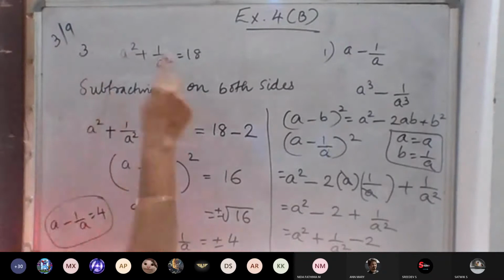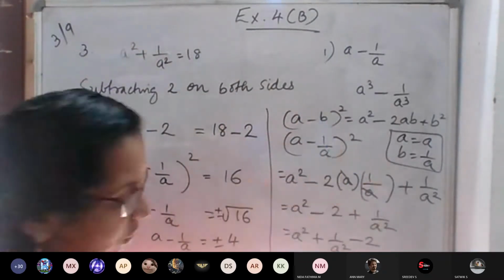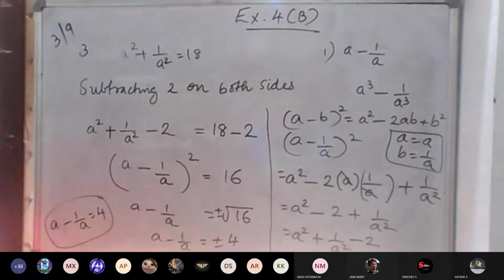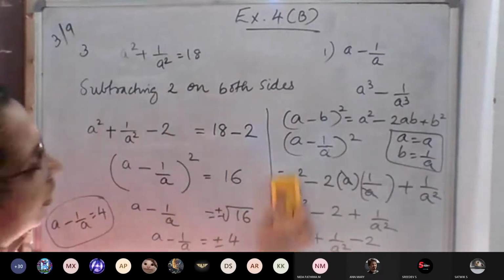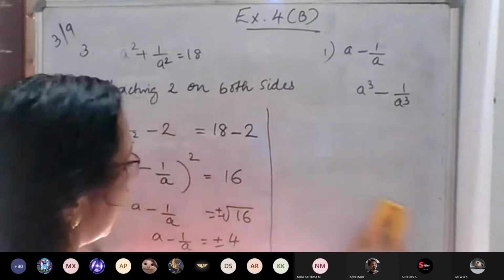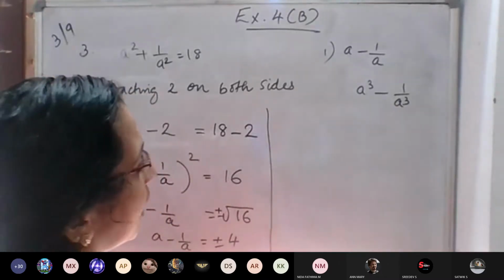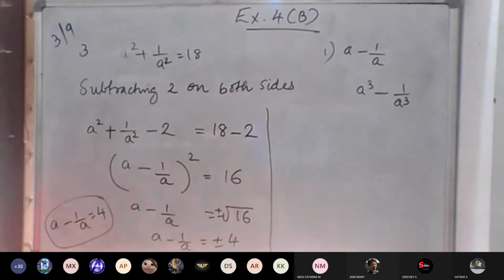So in the second question we add 2 on both sides. In this third question, we subtract 2 from both sides. Next, a cube minus 1 by a cube. We have a minus 1 by a. What do we have to do for finding a cube minus 1 by a cube?